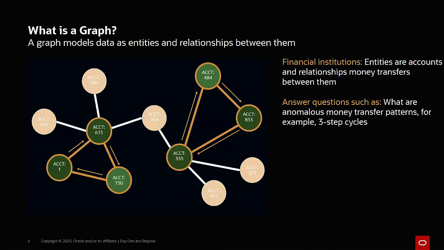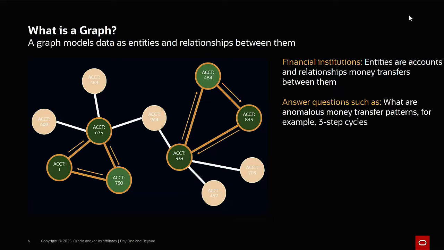The early users of graph technologies have been financial services customers, because they're looking to use graphs to track the flow of money. When they represent the data as a graph, bank accounts become nodes in a graph, and every time there's money moving between accounts, that becomes a relationship between those accounts.